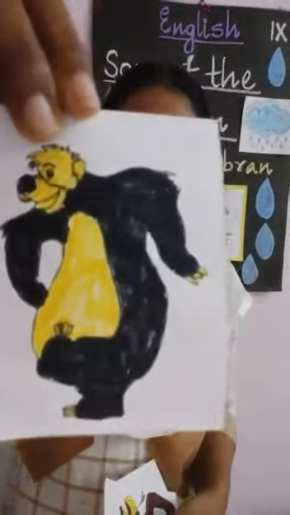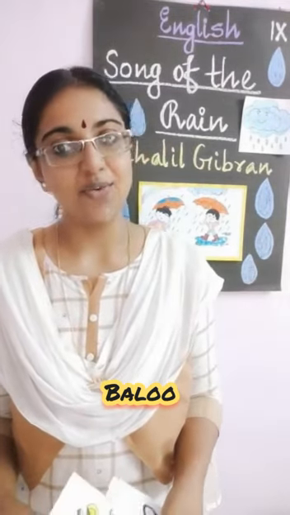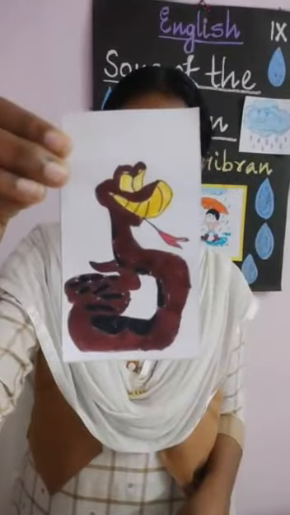Now, to another character. Who is this character? Are you able to identify this character? Yes, it is Balu, the bear, right? Again, a great friend of Mowgli. Now, one more character left. Let's see whether you are able to identify. Who is this? Very good. It is Kaa, the python.